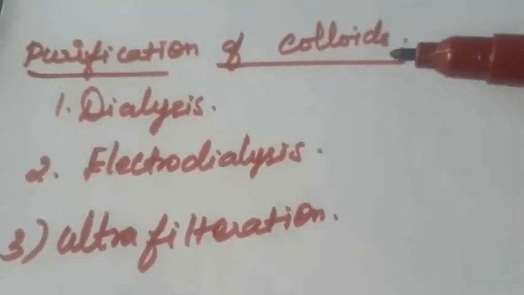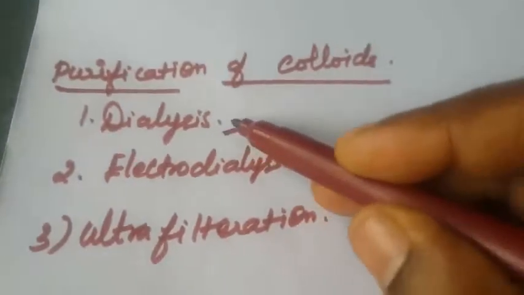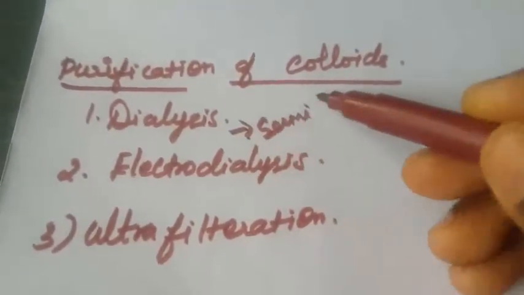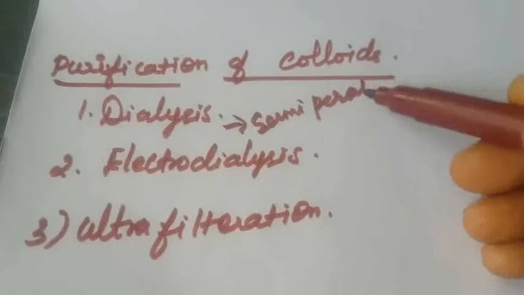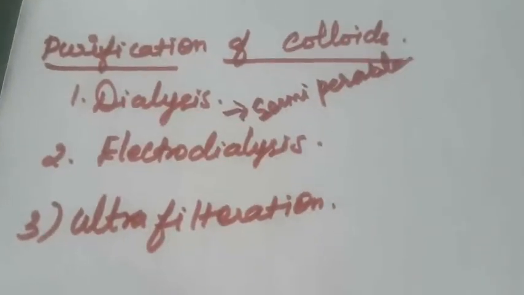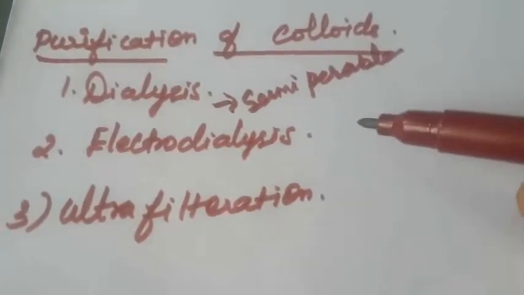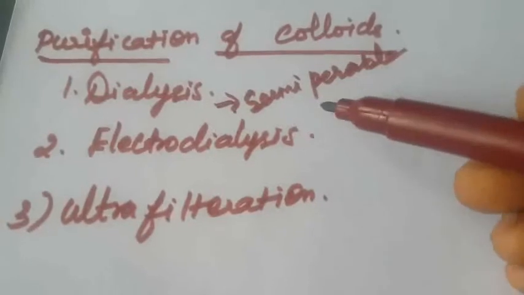Here a colloidal solution is taken in a bag made up of semi-permeable membrane. That membrane is called a semi-permeable membrane. What is meant by semi-permeable membrane? It has holes. It will allow only the electrolytes to go out of this membrane. That is the reason it is called a semi-permeable membrane. So what does the semi-permeable membrane do?